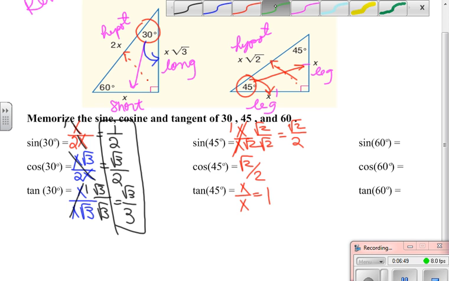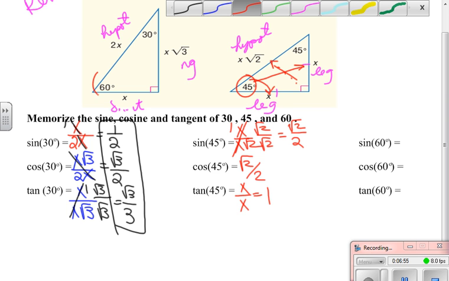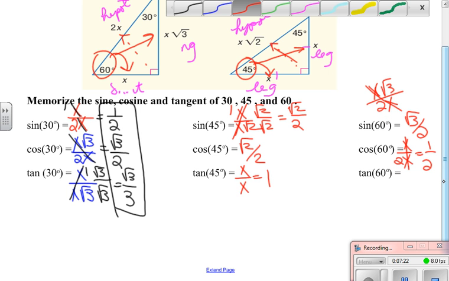If I go back and look at 60 degrees, here's my hypotenuse. What happens at 60 sine, opposite over hypotenuse? I have x square roots of 3 all over 2x. Cancel. Sine of 60 is square root of 3 over 2. What happens with the cosine? X over 2x. X's cancel. 1/2. What happens to the tangent? Opposite over adjacent. X square roots of 3 over x. X's cancel. Square root of 3.